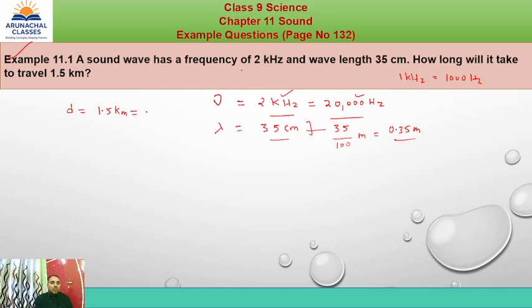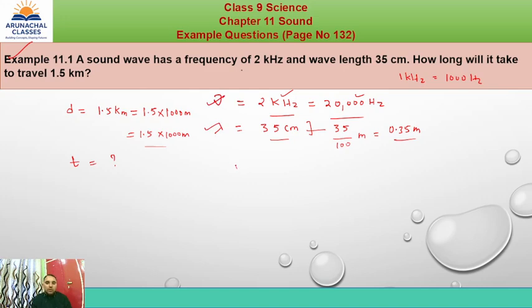If I say 1.5 kilometer, I need to convert the kilometer into meter, it will be 1000 meter. So it is 1.5 multiplied with 1000 meter. This distance it needs to travel, and we need to find how much time it will take. So first of all we need to see here what is actually given. It is frequency and it is wavelength.